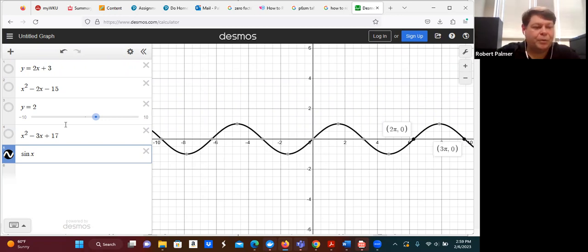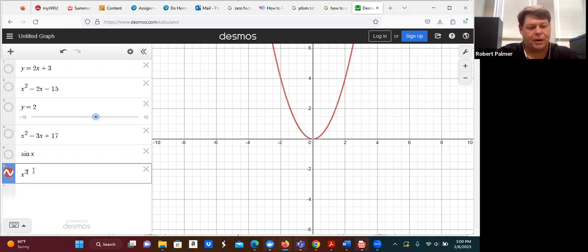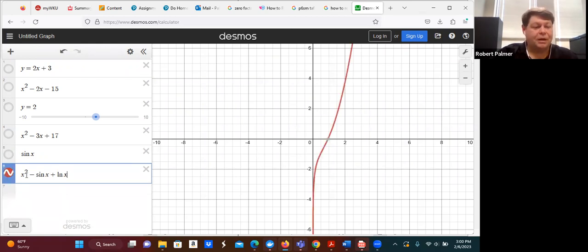Now, finally, one reason why this is important is you might have some really complicated equation where there's no way you can actually solve the function and find out where it's going to be zero. It may be impossible to find it by hand, so we have to do it by graphing. So let me make my function x squared minus, let's say, the sine of x, plus, what do I do? Log of x.